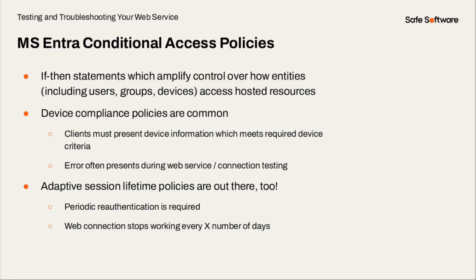And there's also this other policy called adaptive session lifetime policies. These are essentially just policies which force users to re-authenticate periodically. So if you notice that your web connection stops working every 10 days, every 2 days, if it's consistently a time period, you might be affected by one of these types of policies. Your best bet is to reach out to your IT admin and see if there's any sort of leeway or adjustment that can be made on these policies. But typically these policies are in place for org security reasons, so it's not advisable to try and get around them.